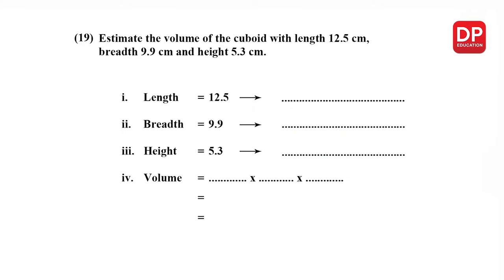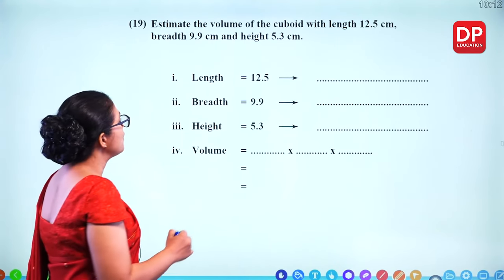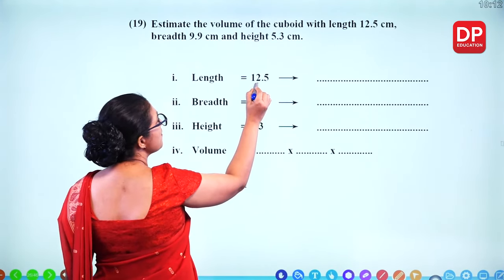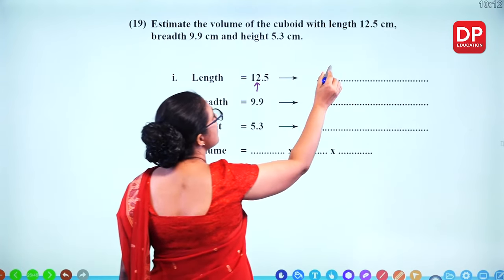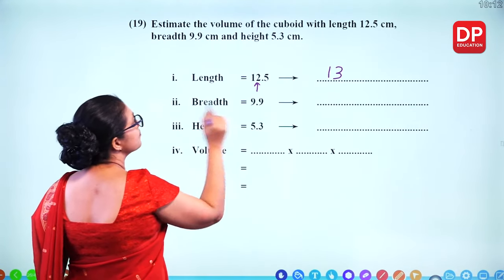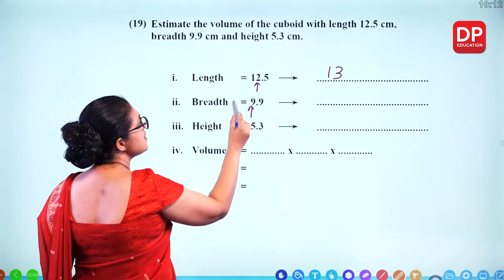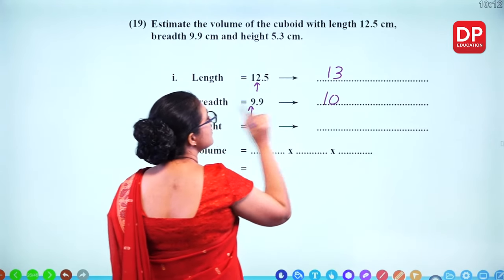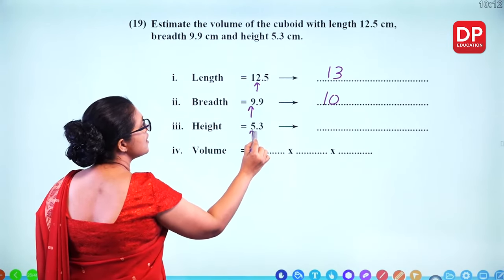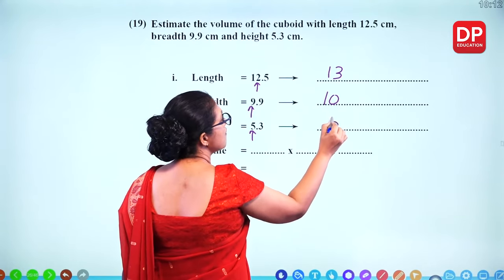Estimate the volume of the cuboid with length 12.5, breadth 9.9 and height 5.3. So we can round it first. Length 12.5 means this is 13. 9.9 means add 1, 10. 5.3 means 5. We don't add.